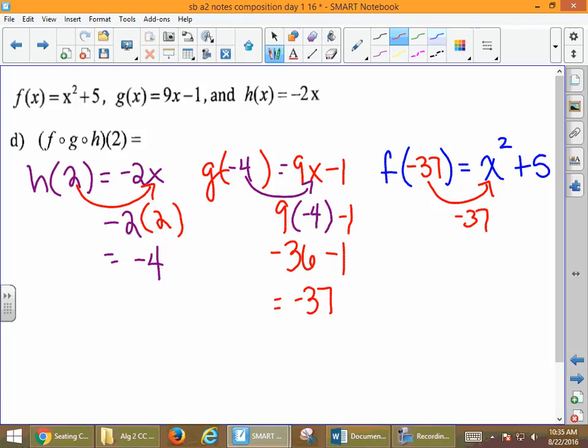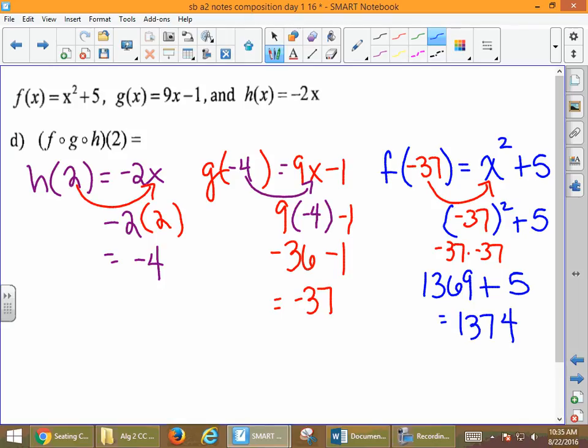It's going to be negative 37 squared plus 5. That means negative 37 times negative 37, just as an aside. So when we type that in, I believe we get 1,369 plus 5, which is 1,374, which is our final output.